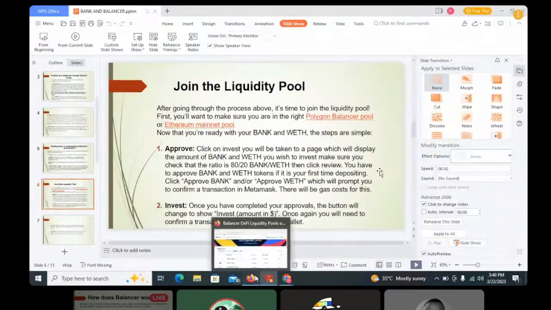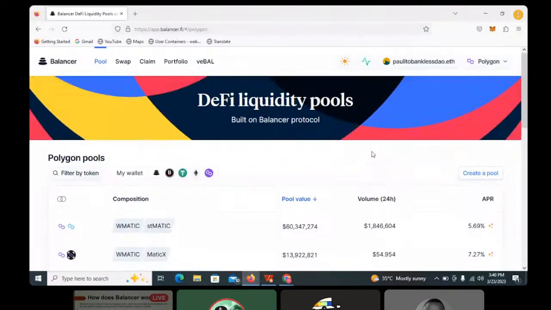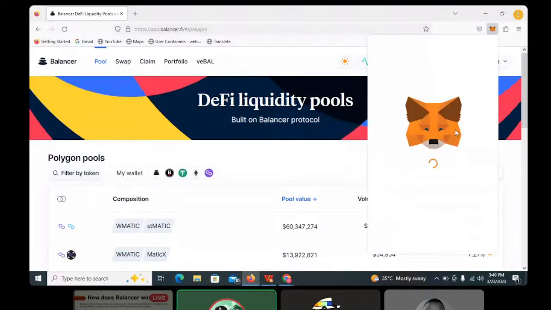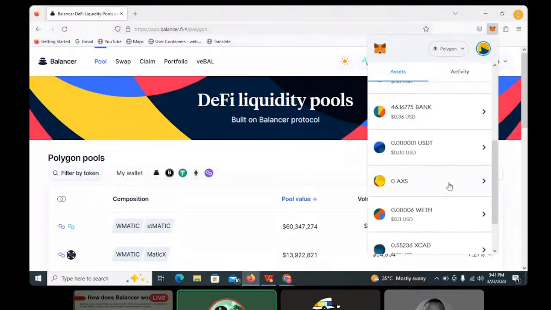All right. So this is what Balancer looks like. This is Balancer on Polygon. Now, before you go into investment, you want to make sure that the two coins or tokens that you want to use are already available in your wallet. So here is my MetaMask wallet. This is my Polygon wallet. And what we want to invest is bank against wrapped Ethereum.